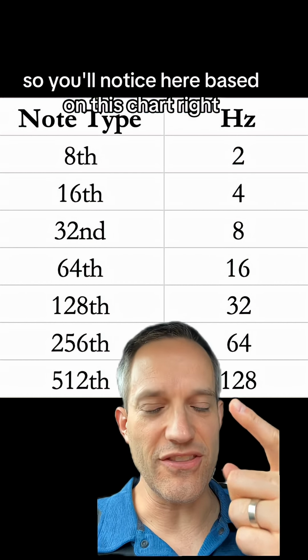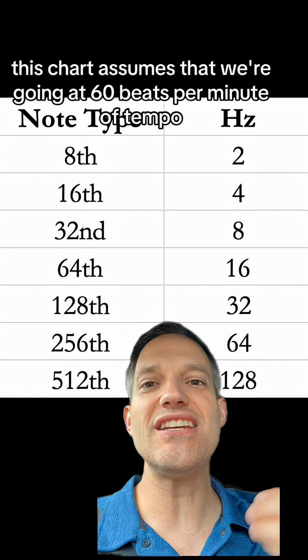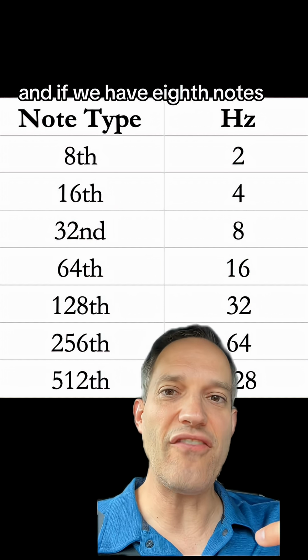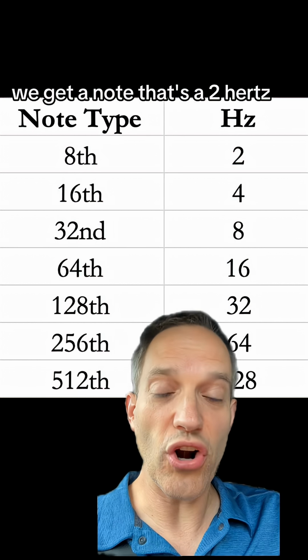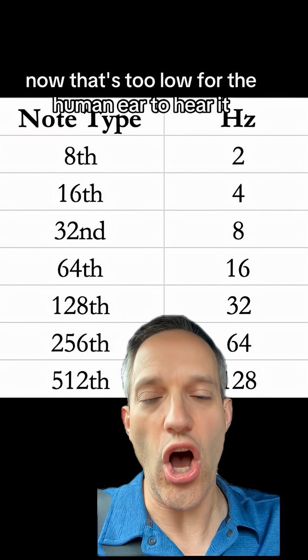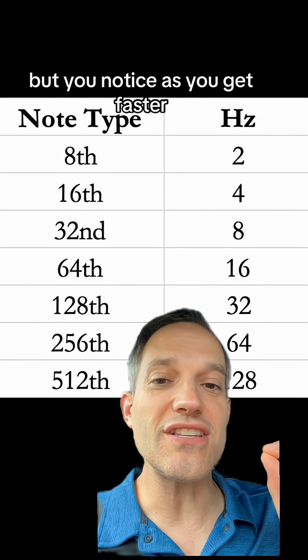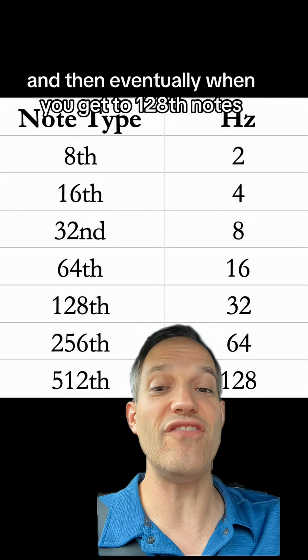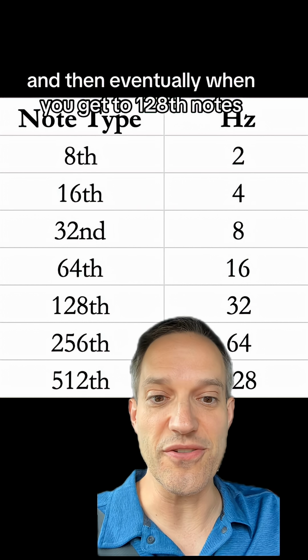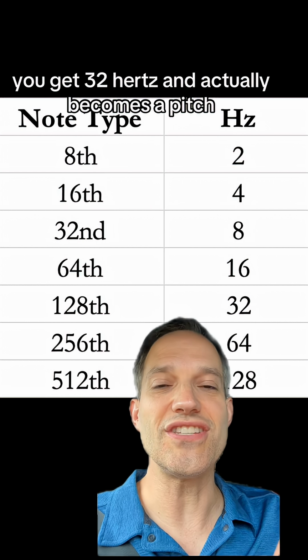So you'll notice here based on this chart, right? This chart assumes that we're going at 60 beats per minute of tempo. And if we have eighth notes, we get a note that's at 2 hertz. Now that's too low for the human ear to hear. But as you get faster, you get closer and closer. And then eventually when you get to 128th notes, you get 32 hertz, and that actually becomes a pitch.